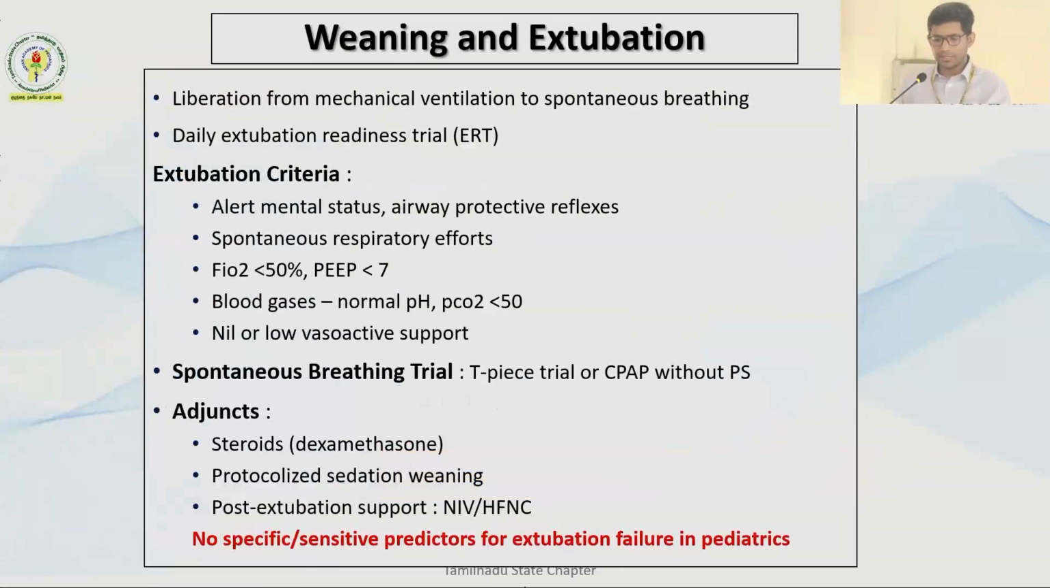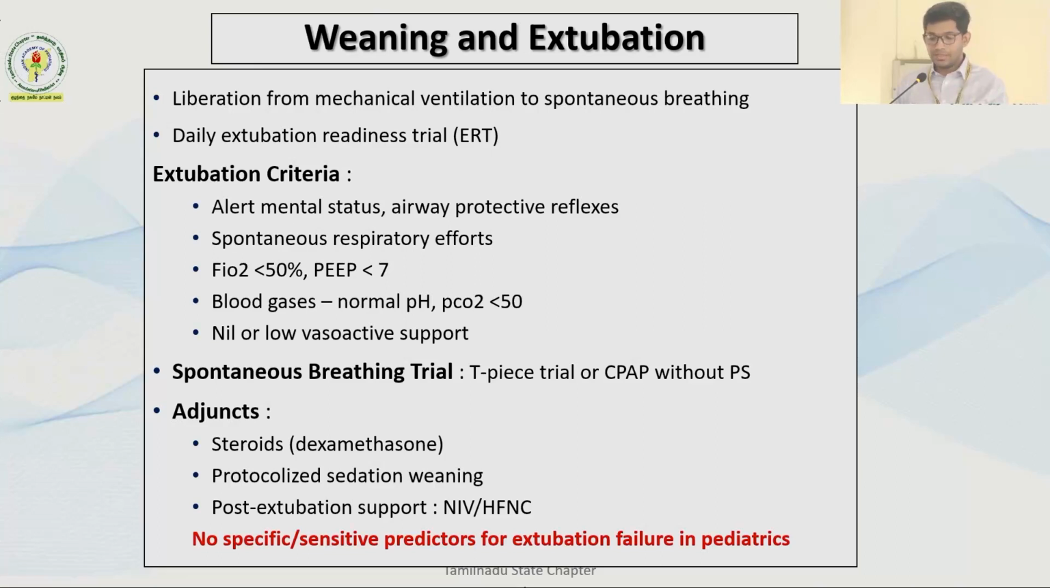Lastly, about weaning and extubation. There are criteria, but none of the patients need to necessarily fit into this exact criteria for you to extubate. Extubation is an art and it has to be performed at the bedside. Though there are rough criteria like mental status, spontaneous efforts, FiO2 less than 50, PEEP less than 7, normal blood gases, nil or low vasoactive support, and the patient has tolerated a CPAP or a PS trial for some time.